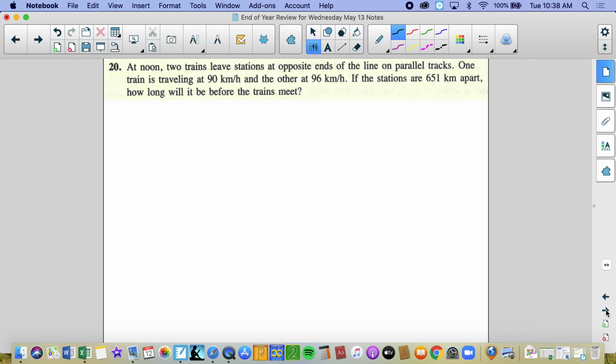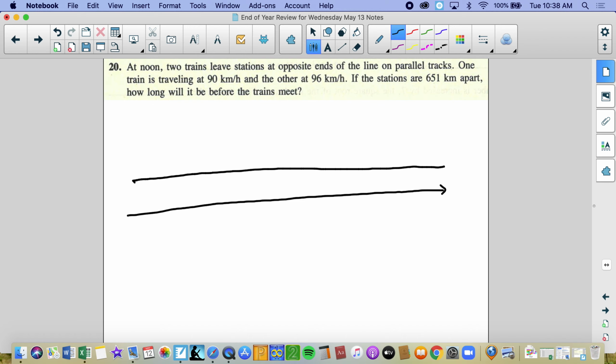At noon, two trains leave stations at opposite ends of the line on parallel tracks. So you've got this train going this way. You've got this train going that way. Sound good? Right? We've got a train. Choo-choo. And it's traveling in that direction. And it's opposite ends of the line. So you've got another train. Let's make it blue. And that one's going in this direction.